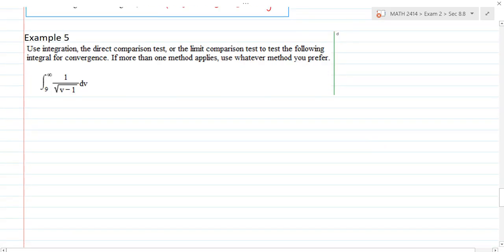Example 5. Use integration, the direct comparison test, or the limit comparison test to test the following integral for convergence. If more than one method applies, use whatever method you prefer. I typically say let's use what first comes to mind. So to evaluate this integral from 9 to infinity, we have the integral of 1 over the square root of v minus 1 dv. Could we evaluate this?